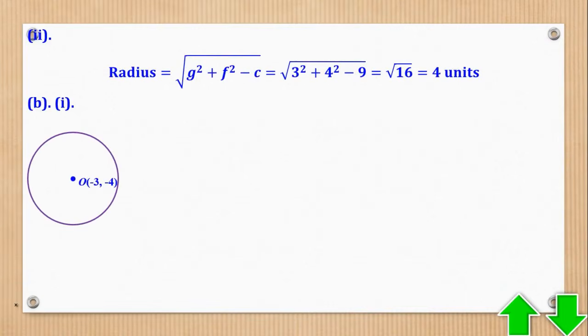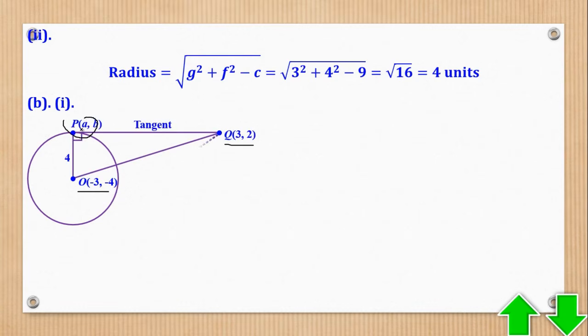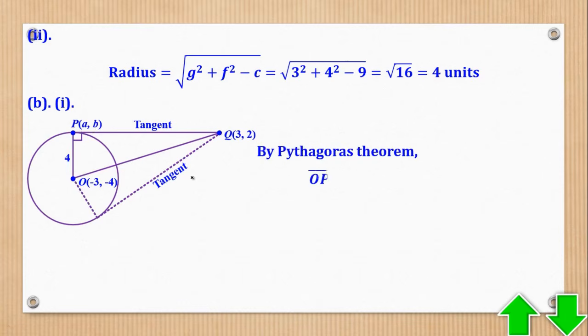So we shall first make a sketch. This is the center, and this point Q, and this is the tangent. It meets at point P, meaning that this is 90 degrees, and this radius was 4 units. So by Pythagoras theorem, OP squared plus PQ squared is equal to OQ squared. So this squared plus this squared is equal to this hypotenuse squared.